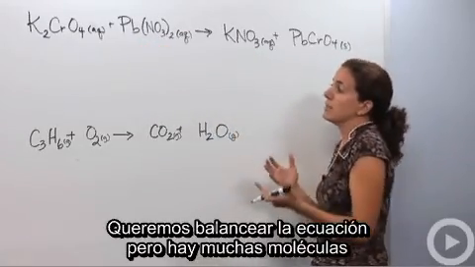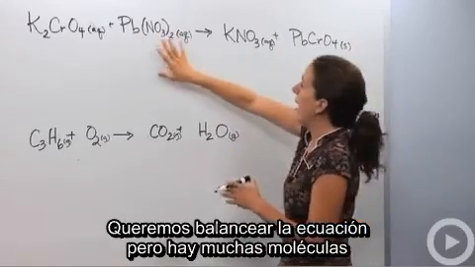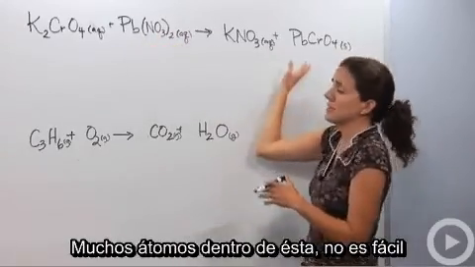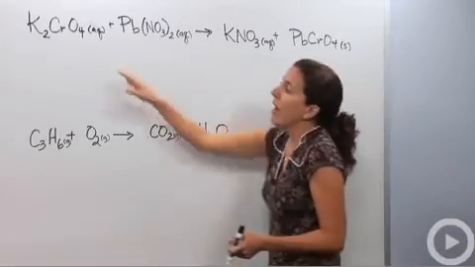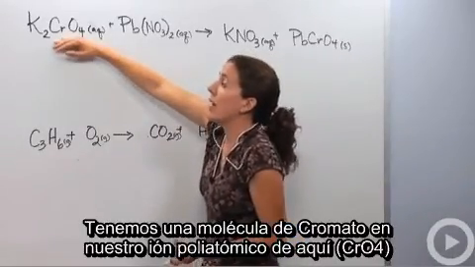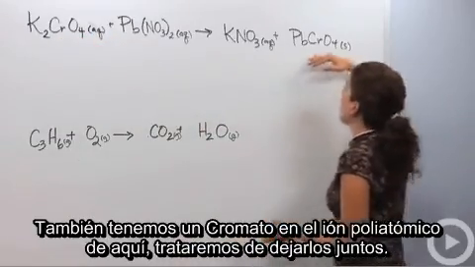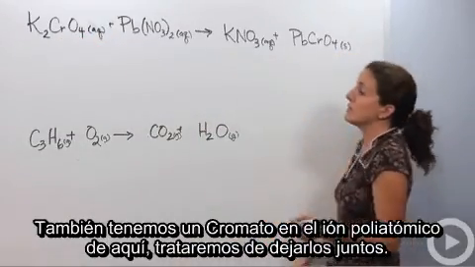We want to make sure we balance this properly, but there's a lot of atoms in this. So we want to make sure this is easy on ourselves. Before we jump right into it, we should notice a pattern. We have a chromate polyatomic ion here. We also have a chromate polyatomic ion here. I can just keep those together.